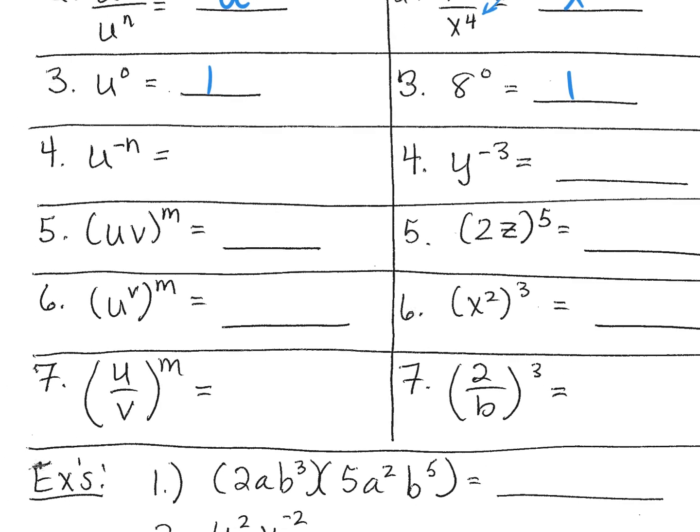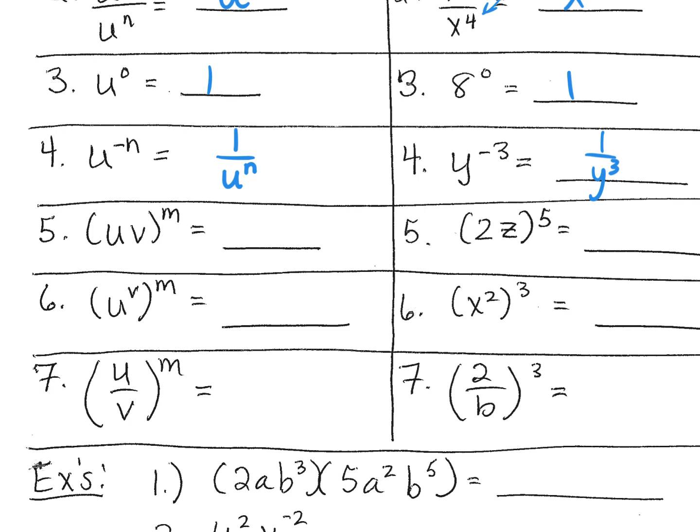U to the negative n. If anything is to the negative exponent, it does not make it negative u to the n. It makes it, what does the negative in the exponent do to it? Moves it to the denominator. Or if it's in the denominator, it would move it to the numerator. It swaps places in the fraction, doesn't it? So this becomes 1 over u to the n. So y to the negative 3 would be what? 1 over y to the 3rd. Good. Okay.